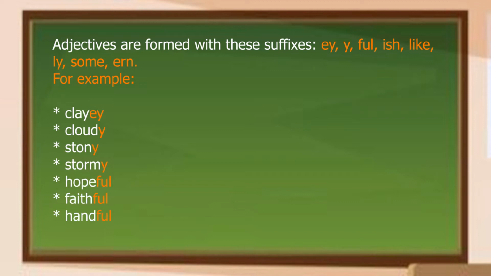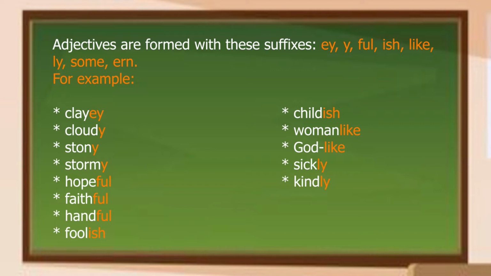So when we look at words like hopeful, faithful, handful, we notice that they all have the same suffix, ful. And when we look at words like foolish and childish, we see the suffix ish. When we look at words like womanlike and godlike, we notice that they have the same suffix, like. And then we have words like sickly and kindly, we notice the suffix ly.